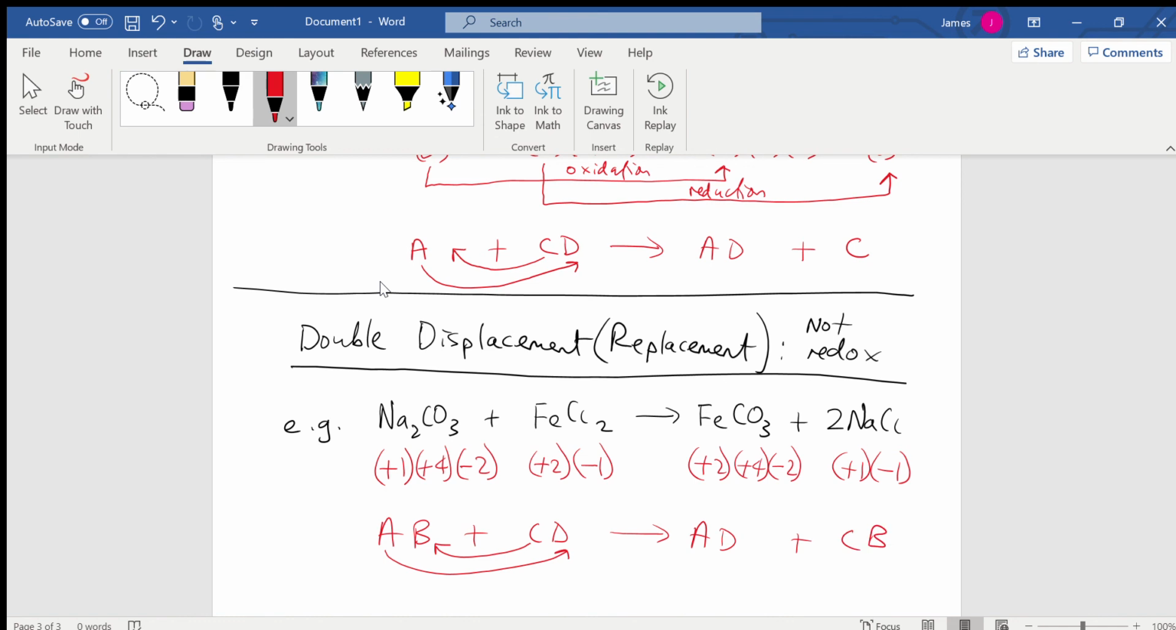Now, because both entities have a partner, we don't get a change in oxidation state. Unlike we did here where C had a partner and then it didn't, that's what changes the oxidation state. Or when A had no partner and now it does, then also that caused a change in oxidation state. So double displacement looks like this, no redox.